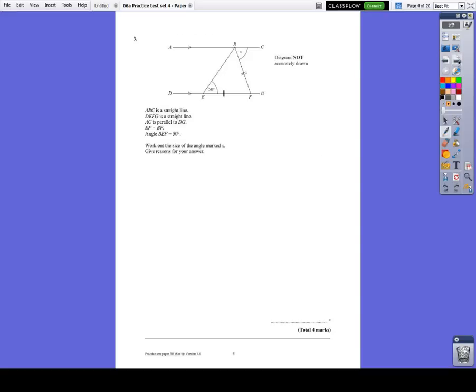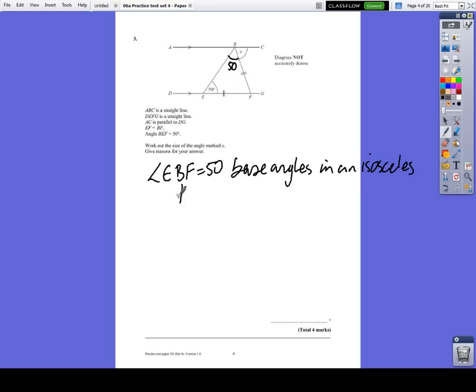Question 3. All that information there is on the diagram. Work out the size of the angle marked X. Well, the way I would do this, there are several ways of doing it, but the first thing I would write down is that is 50. So angle EBF equals 50 because base angles in an isosceles triangle are equal.